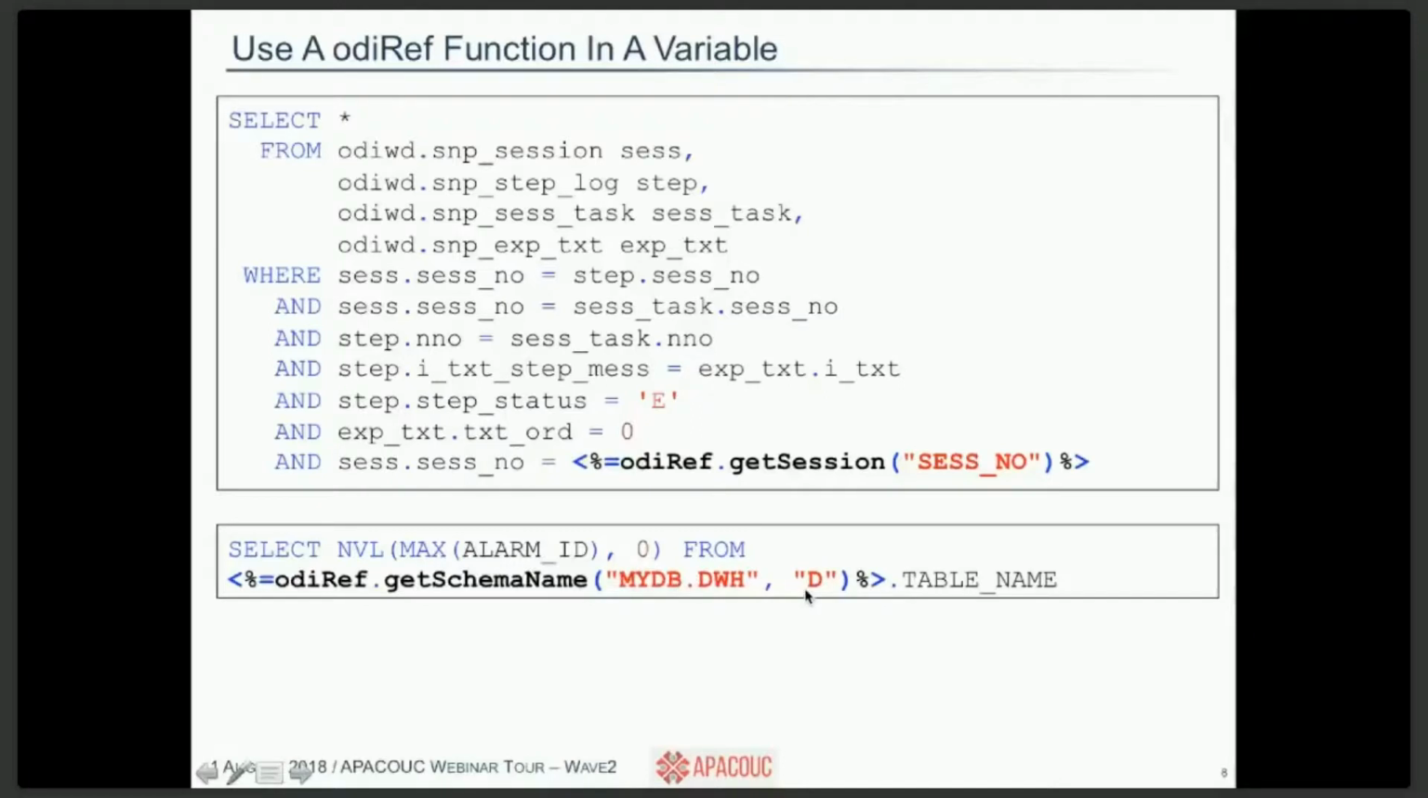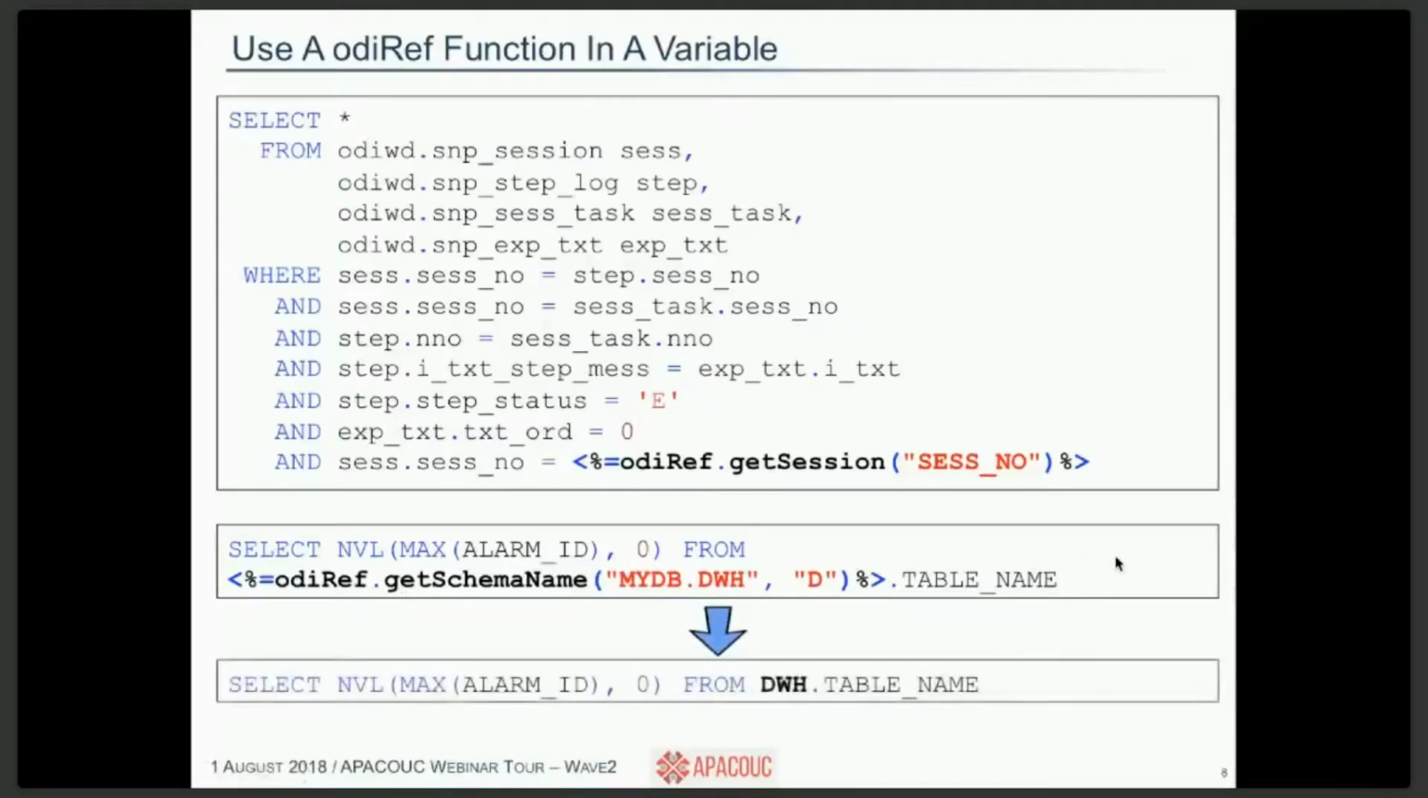mydb.dvh. When you use the method of get schema name, for instance, if it is in production environment, it uses dvh. If it is test environment, it could be test underscore dvh or something else. Depending on your environment or topology, which you've defined in logical and physical architecture, it automatically grabs the actual name of the schema here. Or it could be any database name or anything else that you don't have to know.